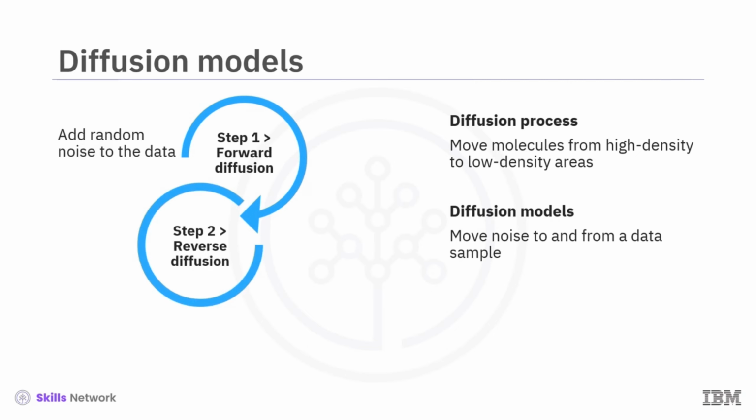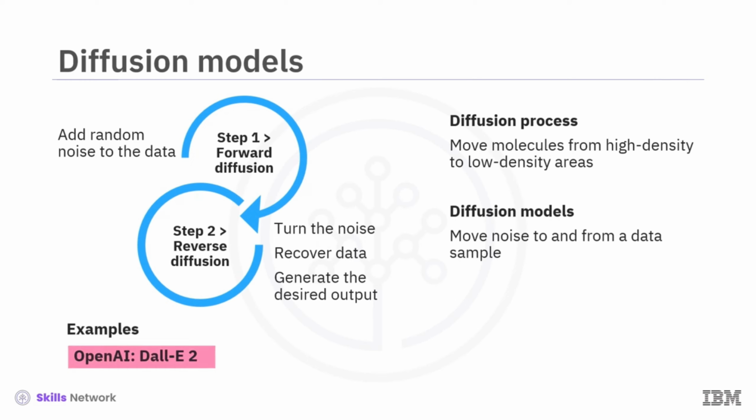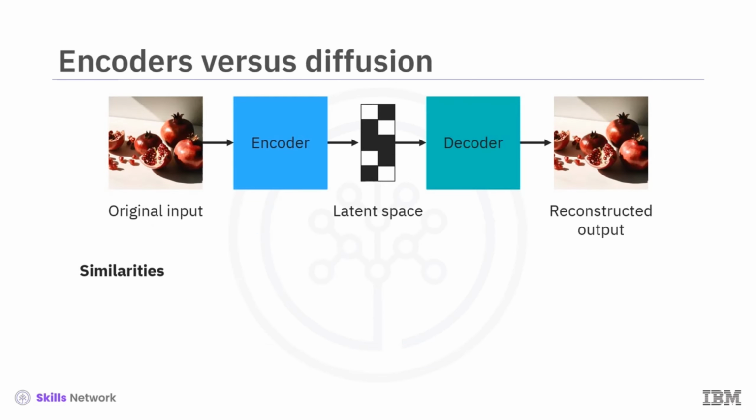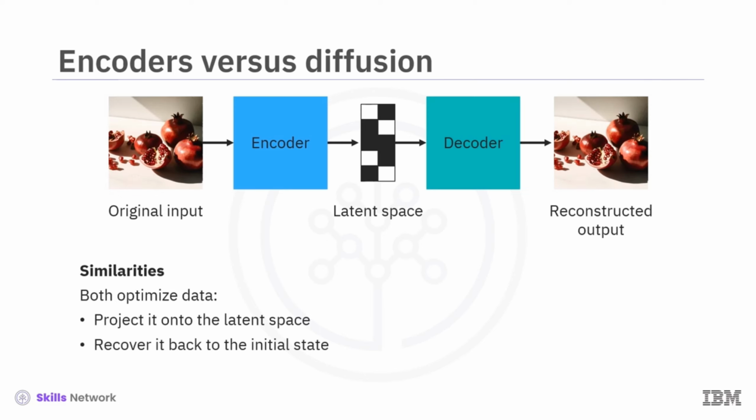Step 2 is reverse diffusion, in which algorithms turn the noise around to recover the data and generate the desired output. OpenAI's DALL-E 2, Stability AI's Stable Diffusion XL, and Google's Imagen are mature diffusion models that generate high-quality graphical content. Similar to variational autoencoders, diffusion models also try to optimize data by first projecting it onto the latent space and then recovering it back to the initial state.